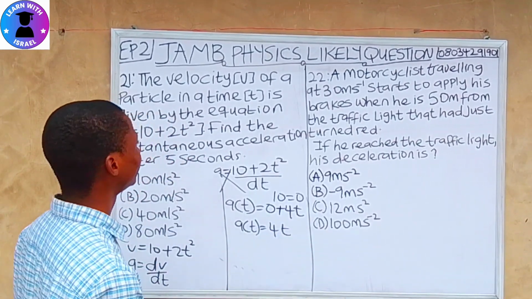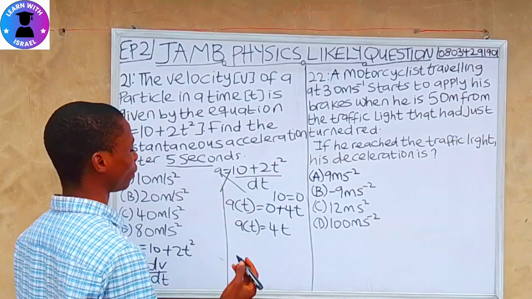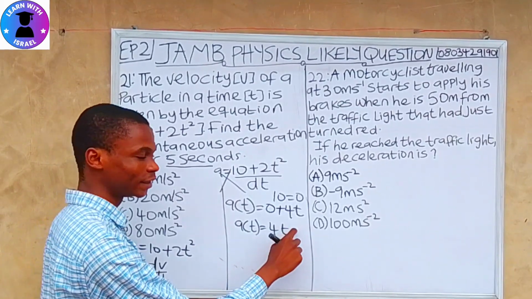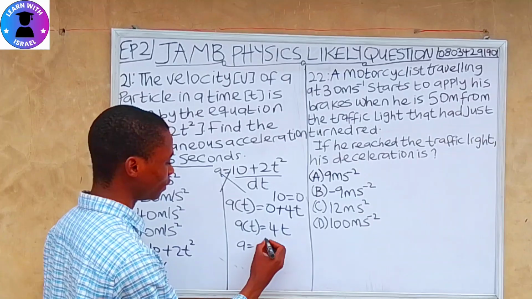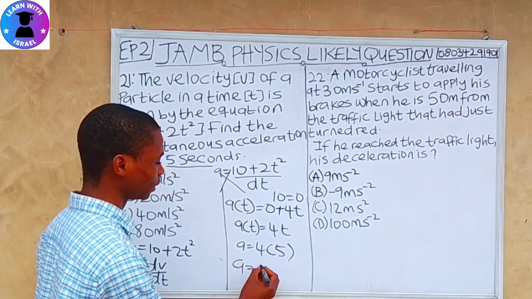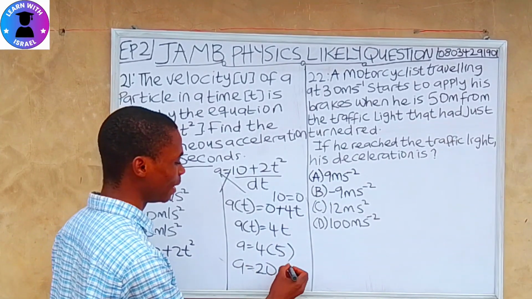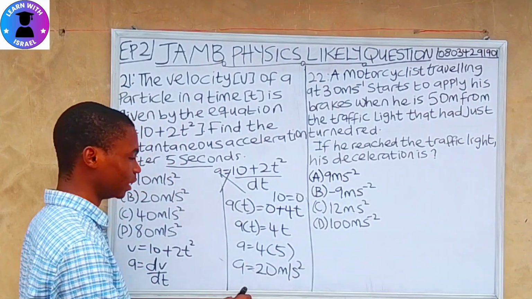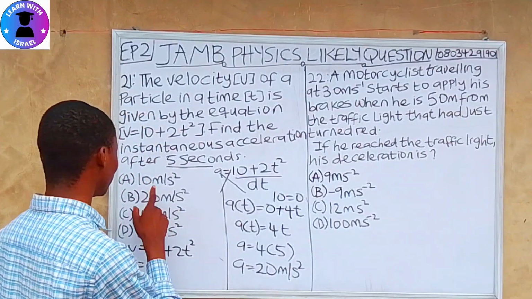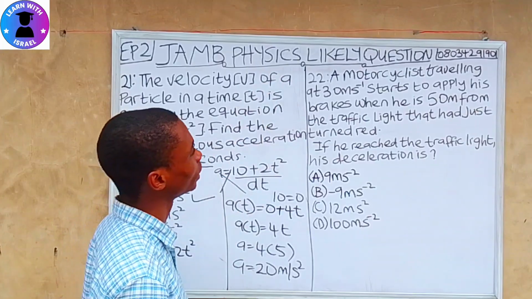So what's t? Our t is time. It says find the instantaneous acceleration after 5 seconds. So let's input our value. The value for t is 5. So our a equals 4 into 5. 4 multiplied by 5 will give us 20. And the unit for acceleration is meter per second square. Don't forget that. So let's check our option. You can find it in option B, 20 meter per second square. So let's move to the next question.